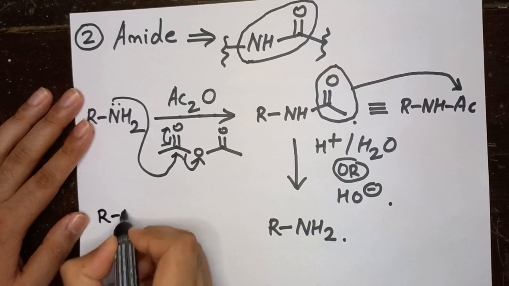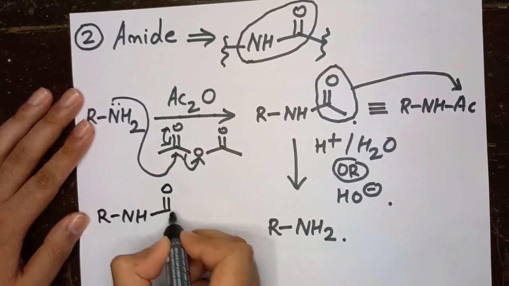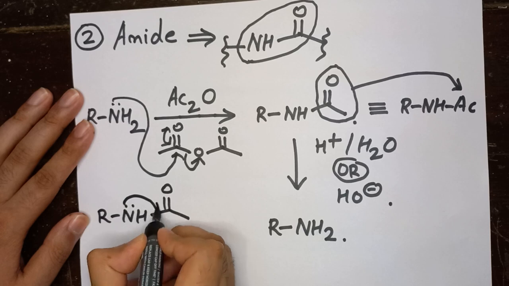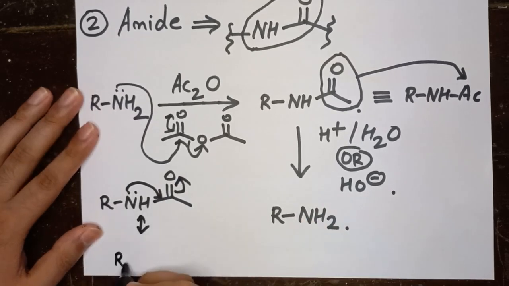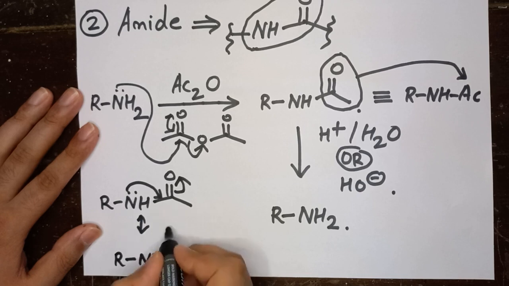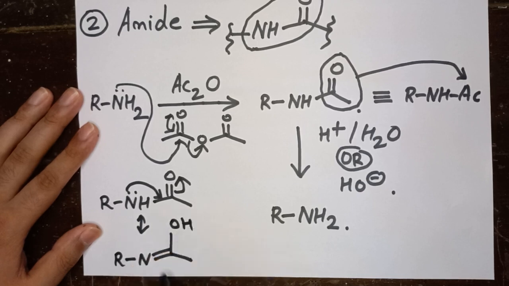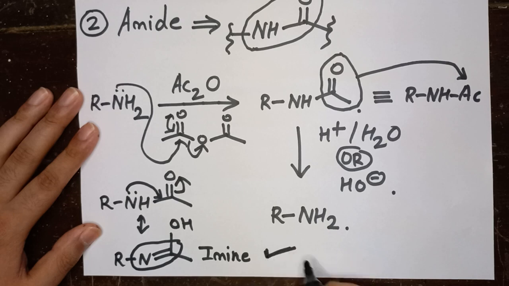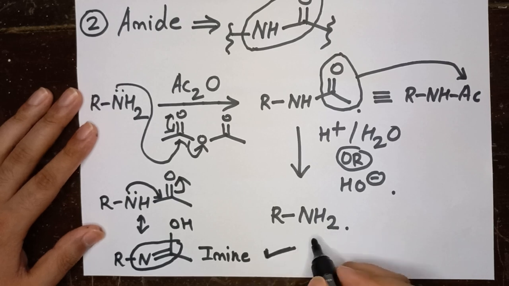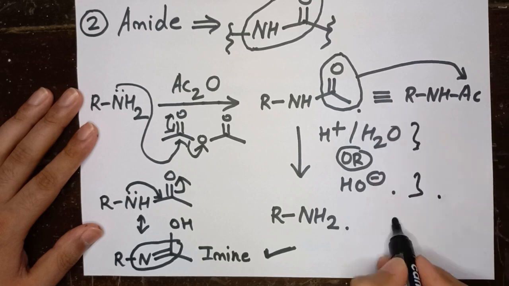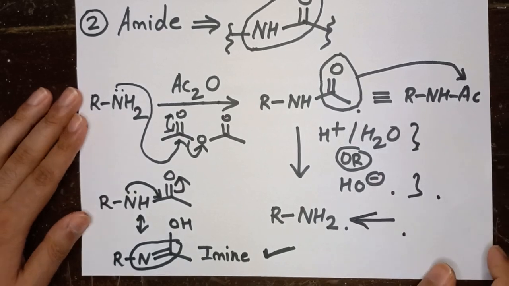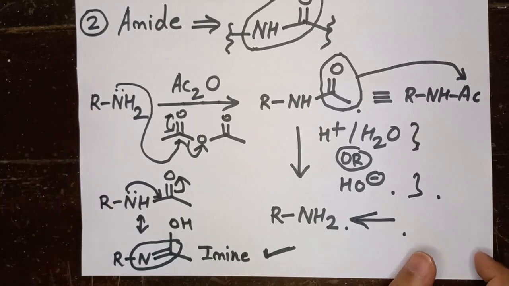So this is my amide. This nitrogen lone pair can form a double bond here. O minus will form. The resonating structure is, so this is an imine bond. Okay, and this imine bond can be easily cleaved under acidic or basic condition. That's why you can deprotect your amide using acid or a base to generate your amine back. So this is about amide protection.